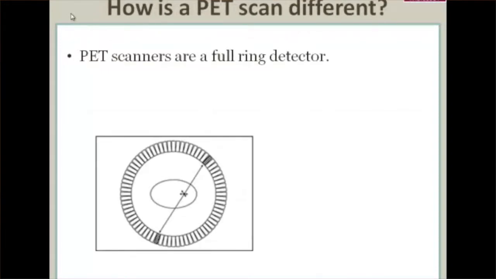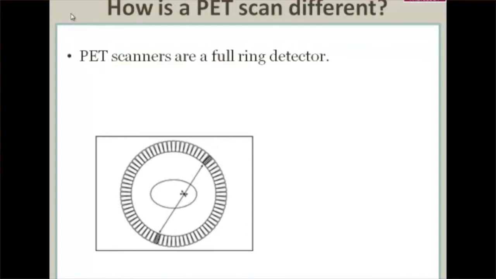The PET scan uses a full ring of detectors. So when you look at a PET scanner, it looks like a CT scanner. It looks like an MRI. There's a whole circle all around you that's going to be collecting information. We've injected you with the radioactivity. This energy is coming out of you, and it's going to get caught by this full ring of detectors.